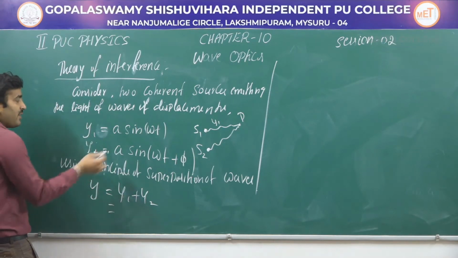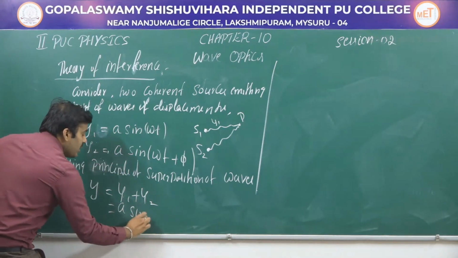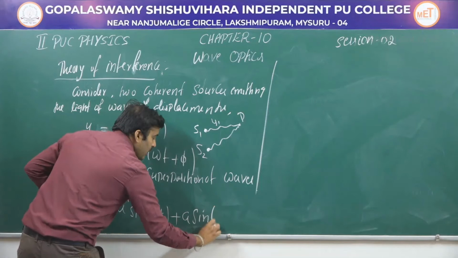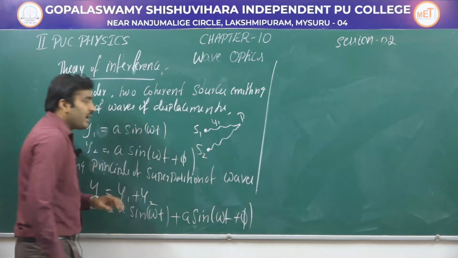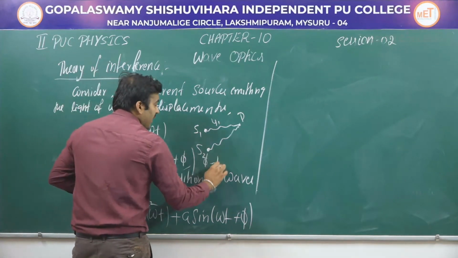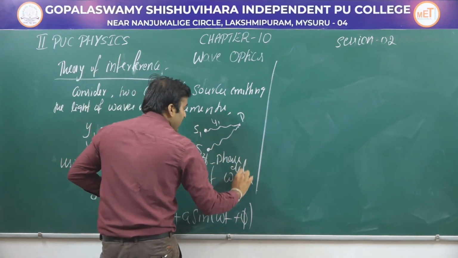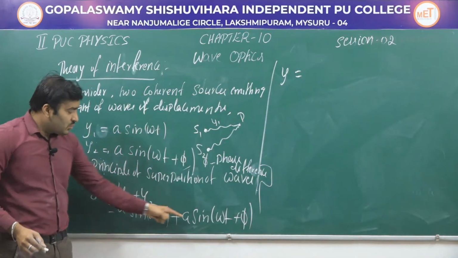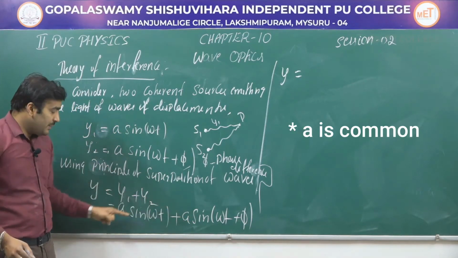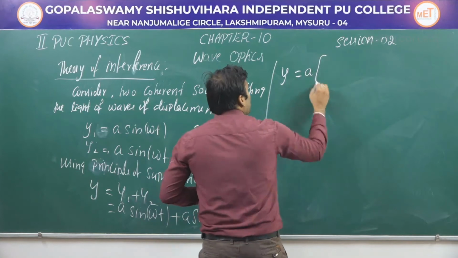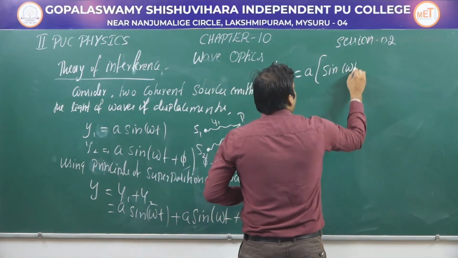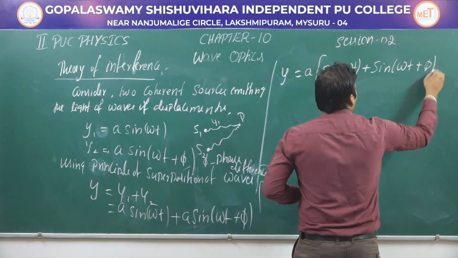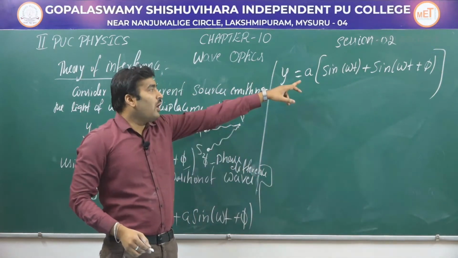So let me write what y1 and y2 are now. y1 is equal to a sine omega t and y2 is equal to a sine omega t plus phi, where this phi is known as the phase difference. Now let me take a common factor here. So y is equal to, in these two terms, a is constant, so let me take it out. Y is equal to a into sine of omega t plus sine of omega t plus phi, correct? So we got this expression.